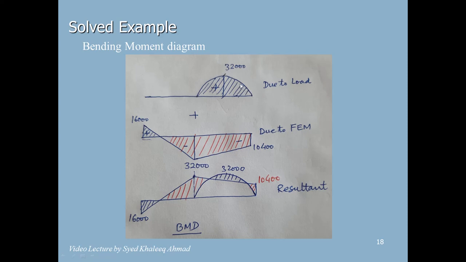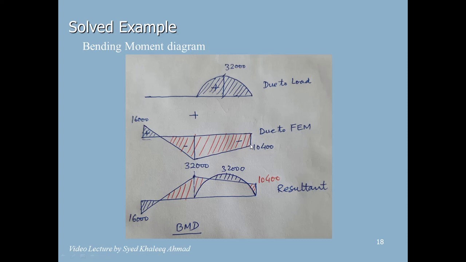Here we have a uniformly distributed load, so this value is WL square by 8, giving you a parabola, and the maximum value will be at this center, which comes out to be 32,000. Then we look at the bending moment diagram due to the support reaction. So here at this point the support reaction is there, positive, and at this point the support moment is negative, so we substitute these values here. Similarly here the support moment is negative, so we put this value here, and then we draw the diagram.